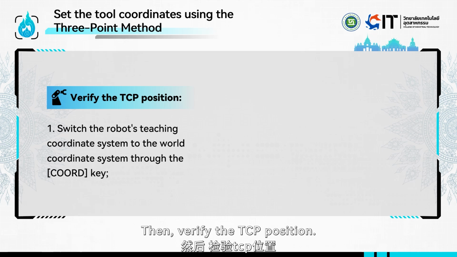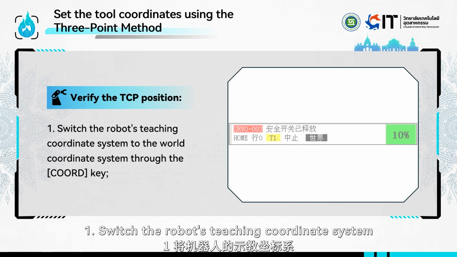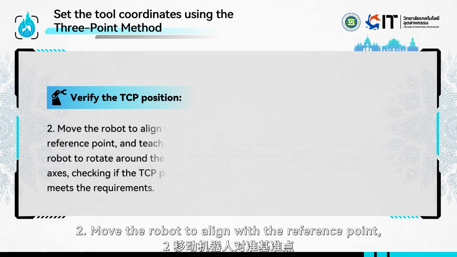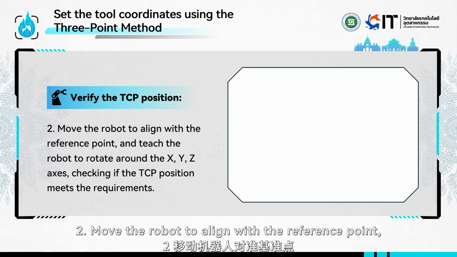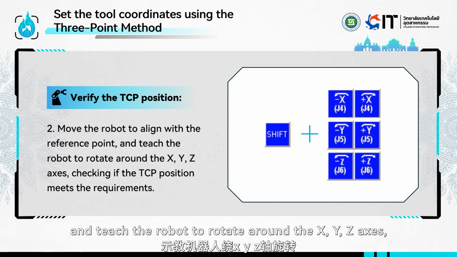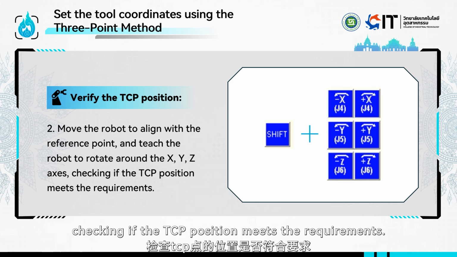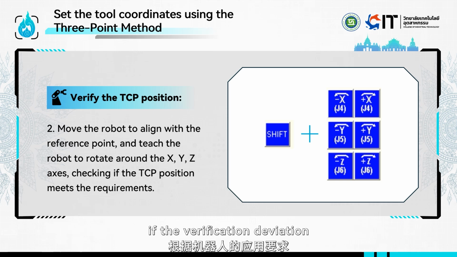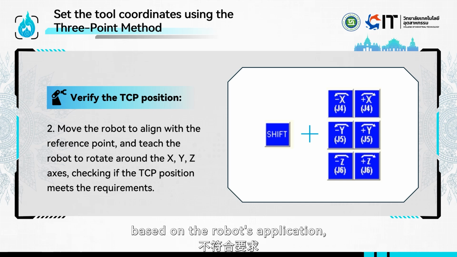Then, verify the TCP position. 1. Switch the robot's teaching coordinate system to the world coordinate system through the coord key. 2. Move the robot to align with the reference point and teach the robot to rotate around the X, Y, Z axis, checking if the TCP position meets the requirements. When verifying the tool coordinate system, if the verification deviation does not meet the requirements based on the robot's application, repeat the setting steps.